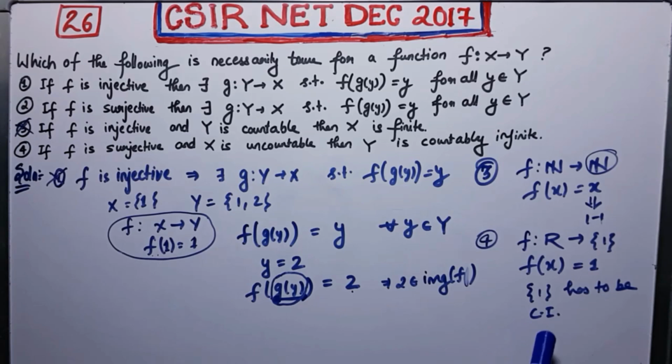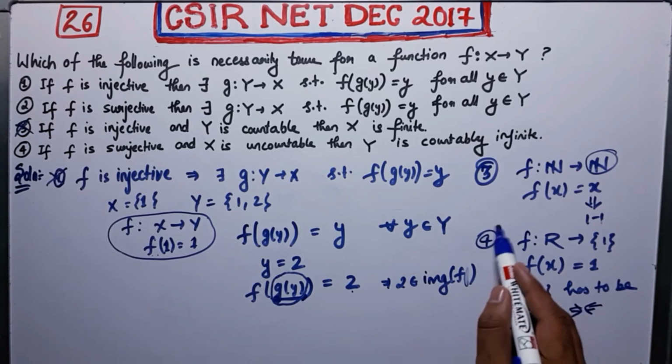But it is not true. This is a singleton set, this is a finite set, it's not a countably infinite set. Therefore you are getting a contradiction. That means where is the problem?